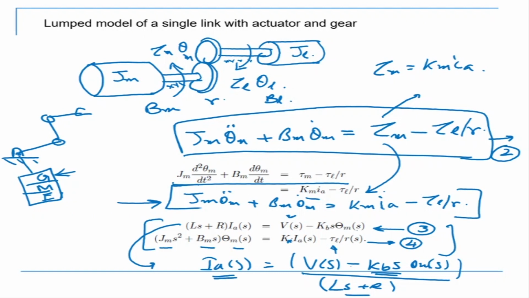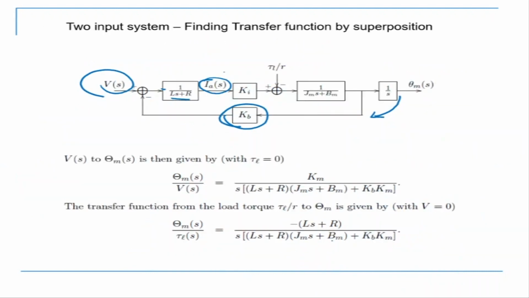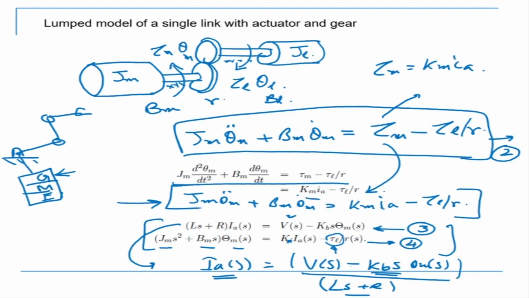So Ias is equal to this now. Similarly, we have the other input, which is tau L. Where is that coming from? Tau L is coming from here, which is my disturbance. That is getting multiplied by 1 by Jms. So 1 by Jms is coming in. Let me wipe this off.